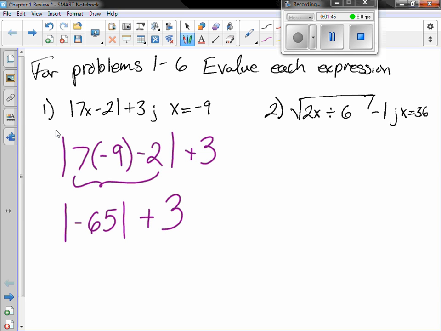Would you all agree with that? The absolute value of -65 is? And 65 plus 3 is 68. And that's all we have to do for that one there. We're plugging in the value. So any questions on number 1? Any questions on number 2 here?